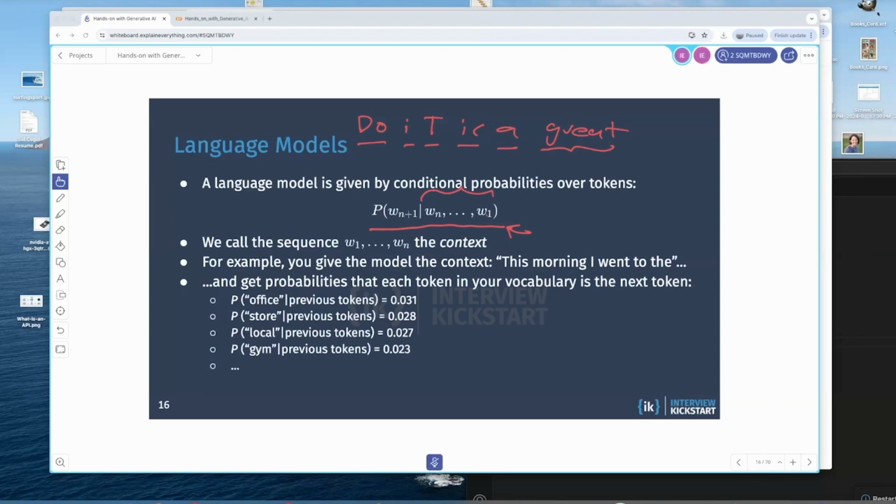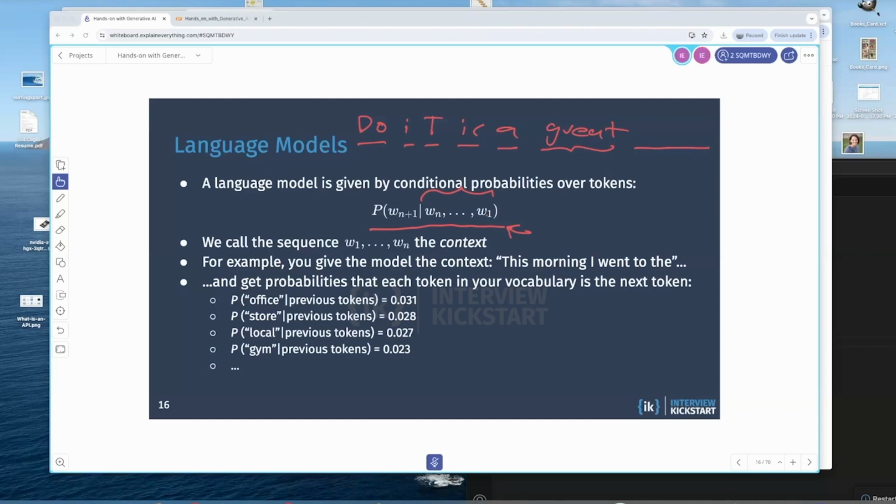What is the probability that each given token in your vocabulary is the next token in that sequence? So basically what we're using this model to answer is the question of, if I said, do it as a great blank, what do you think blank is? That's basically what this conditional probability function would give us.